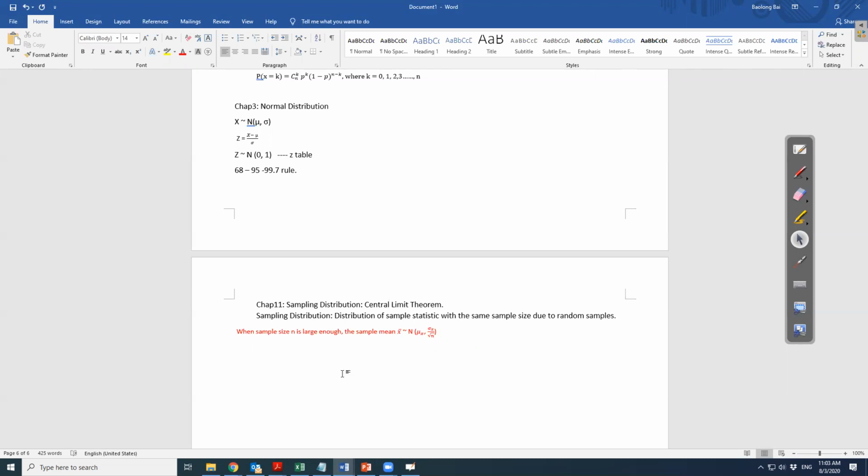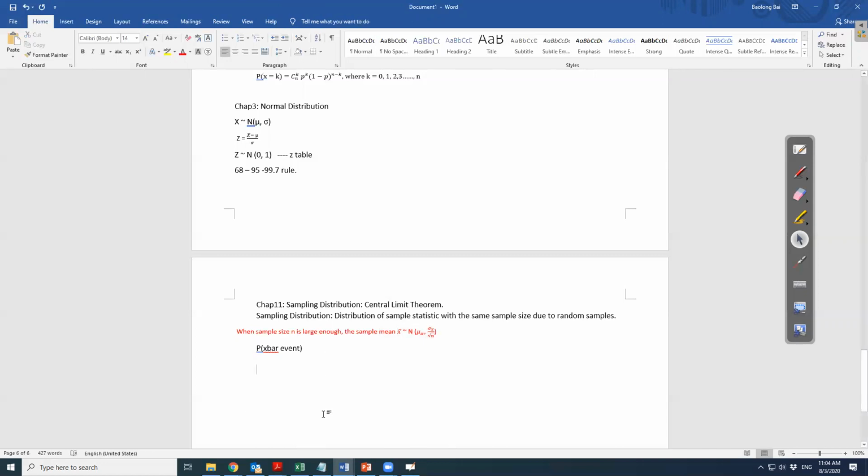There are a lot of questions on the central limit theorem. Basically, the question will be asking for a probability related to an x bar event: x bar greater than something, x bar smaller than something. Then you just need to find the distribution of x bar first. And then it's the same as any normal distribution problem: standardize and look up on the Z table. So that's chapter 11, central limit theorem.